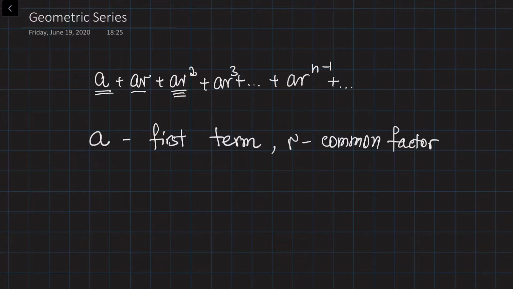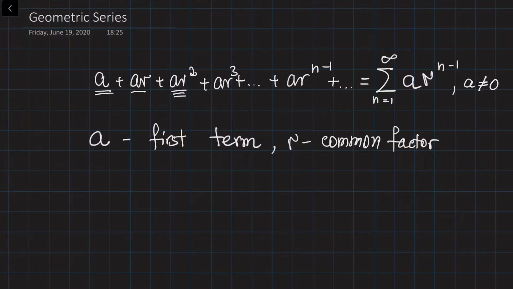In a compact form, using the sigma notation, we can write down the geometric series as the sum of a, which is the first term, times r, the common factor, to the power of n minus 1, where n starts from 1 and goes until infinity, where a is not equal to 0.